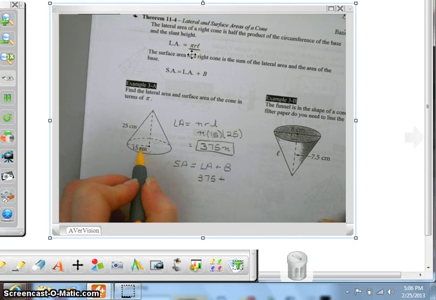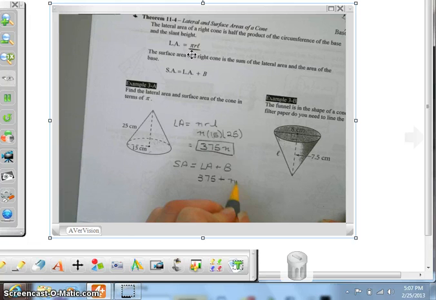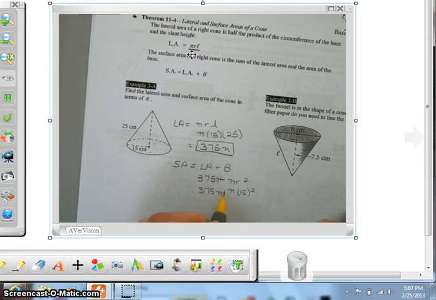So the base is a circle, so the base is pi r squared. So we have pi times 15 squared. We have 375 pi, that's your lateral area, plus the base area, which is 15 squared times pi. So 375 pi plus 15 squared, which is 225 pi. Add those together, you're going to get 600 pi. Okay, and that's how easy it is.